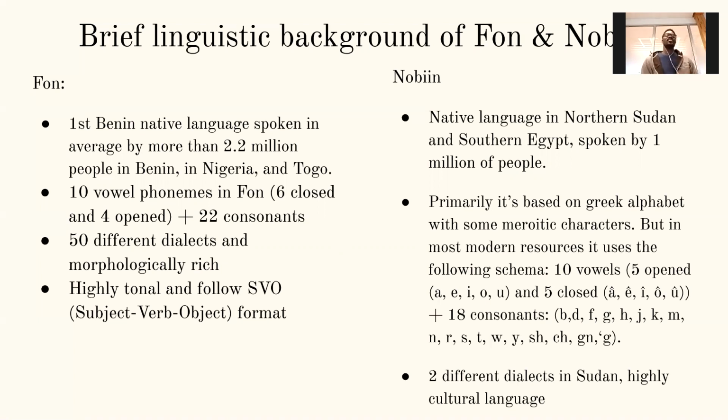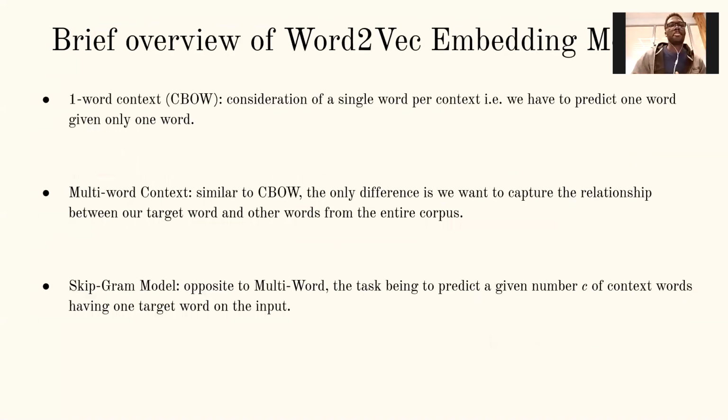Nobiin, on the other hand, is spoken by only 1 million people. We can already see the balance between those two languages. It is spoken in northern Sudan and southern Egypt, mainly based on the Greek alphabet, and contains 10 vowels, 18 consonants, and two dialects that highly represent the culture of the different parts of Sudan and possibly Egypt, where the language is spoken and widely used.